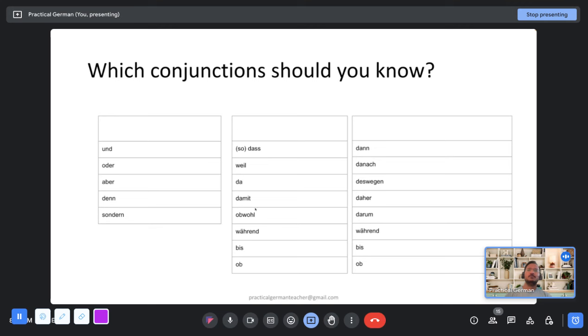Obwohl, anyone? Obwohl: even though, although. Yeah, not "if". Even though, although. Okay, even though. Yeah, please read this column as well.